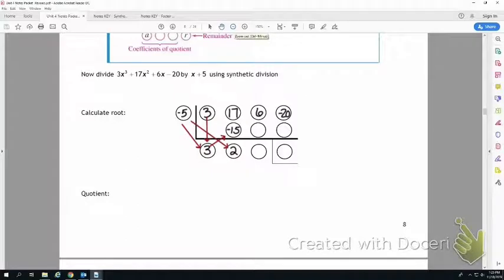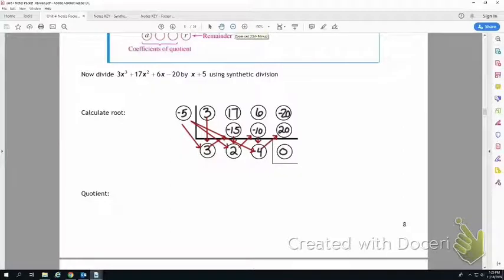Negative 5 times 2 is what? 6 minus 10 is what? Negative 4. Negative 5 times negative 4 is what? Positive 20. And negative 20 plus 20 is 0. Okay? A lot of arrows. If you're following me, that's just the process. Multiply, put your answer there, add or subtract. Multiply, put your answer there, add or subtract. Multiply, put your answer there, add or subtract.